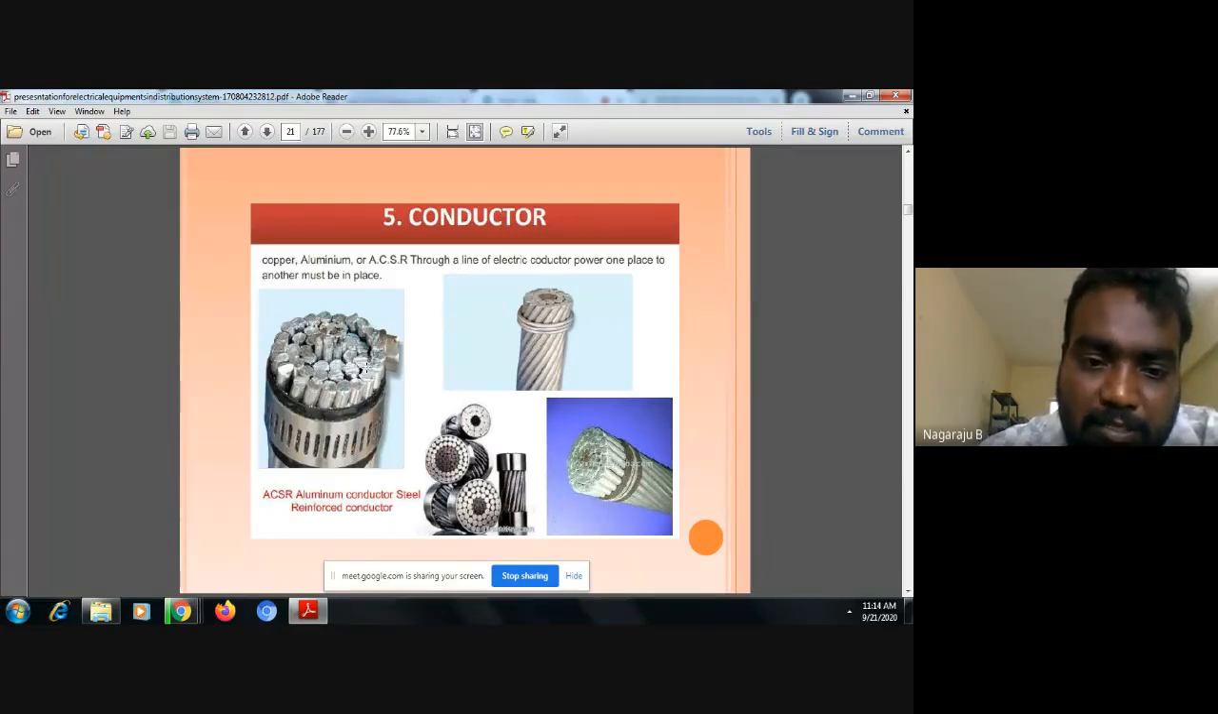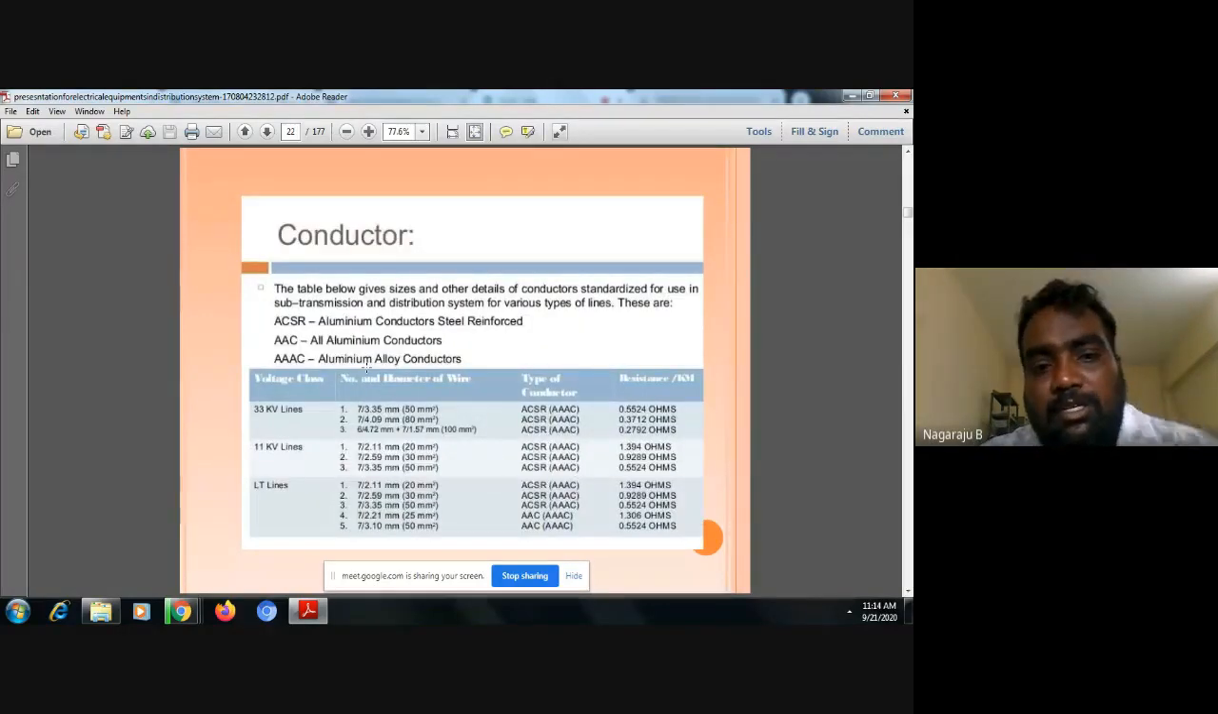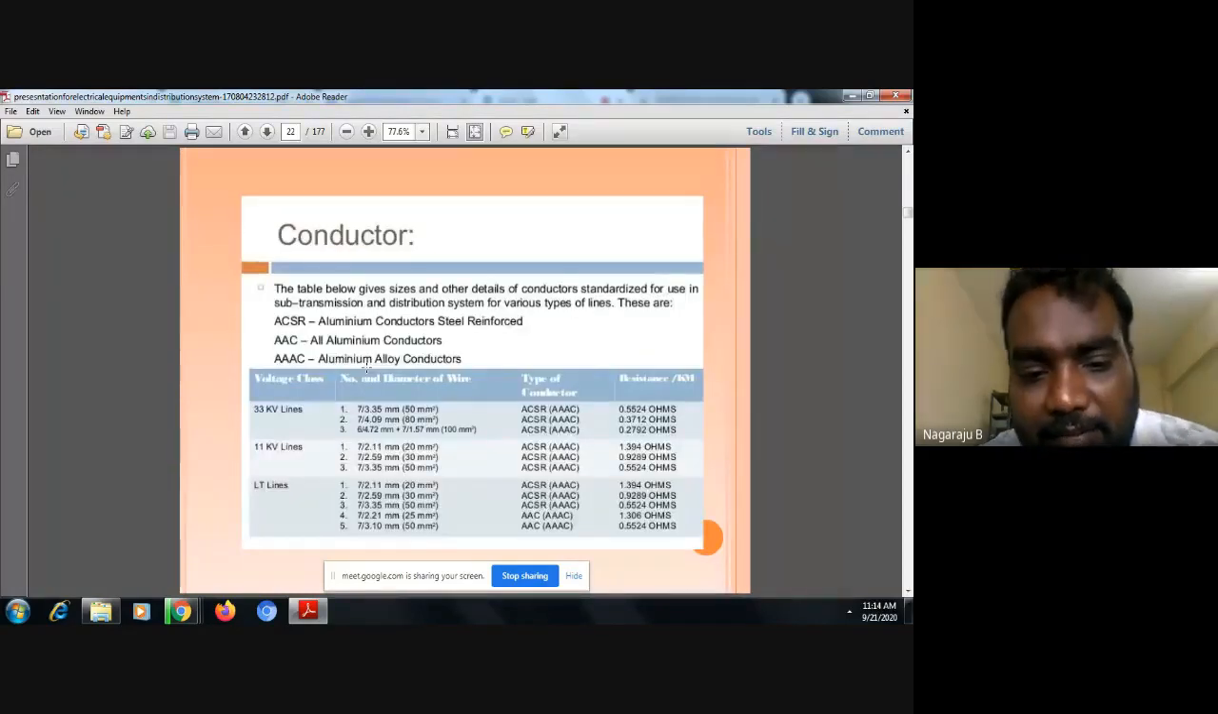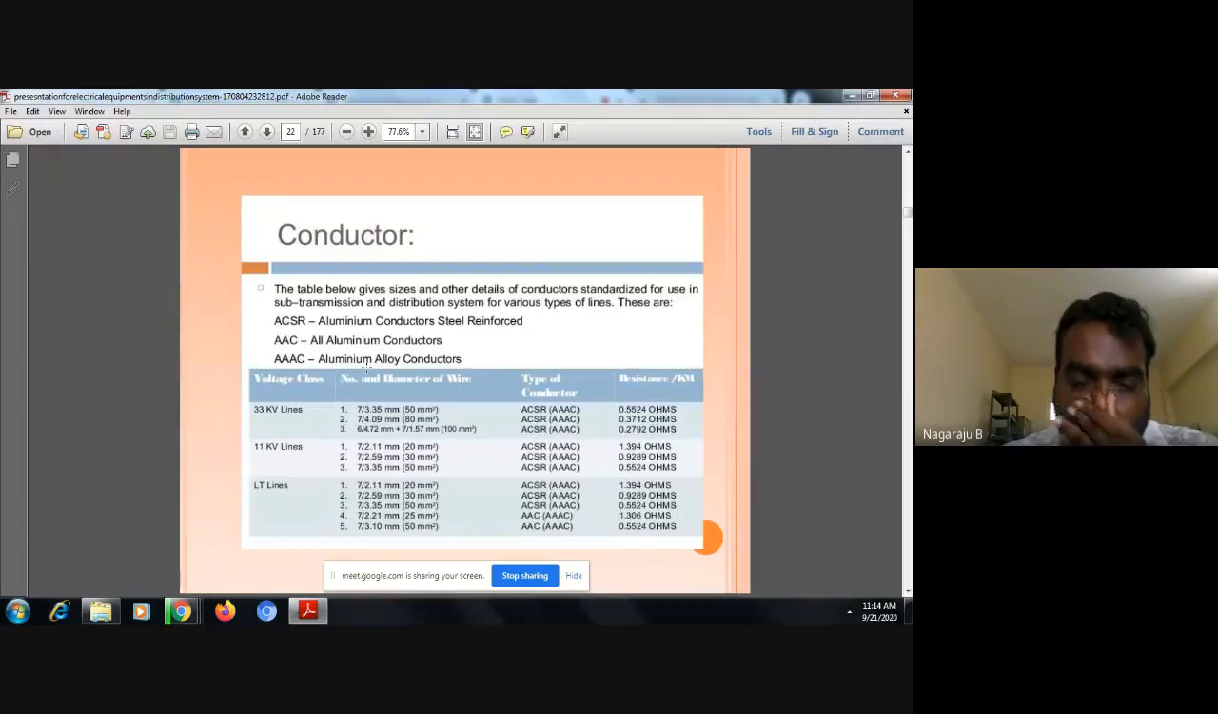You know about this. The main intention of the conductor is that it has high conductivity and the capability to transfer whatever voltage we give at the sending end, 100% of the voltage, to the receiving end. So this is about the different sizes, how we will use them and what their resistance is for the different ranges, 33 kV, 11 kV, low tension lines like that.